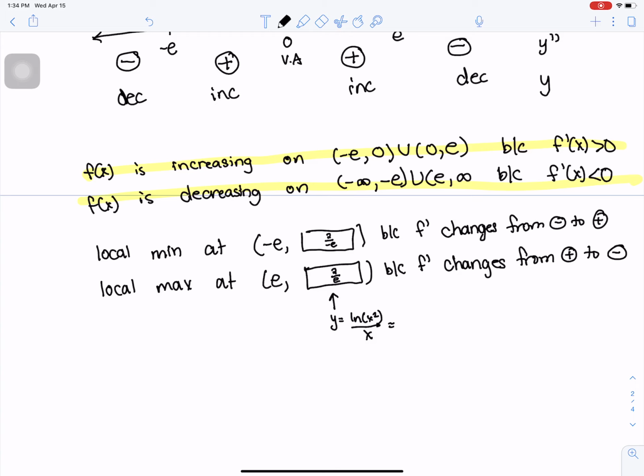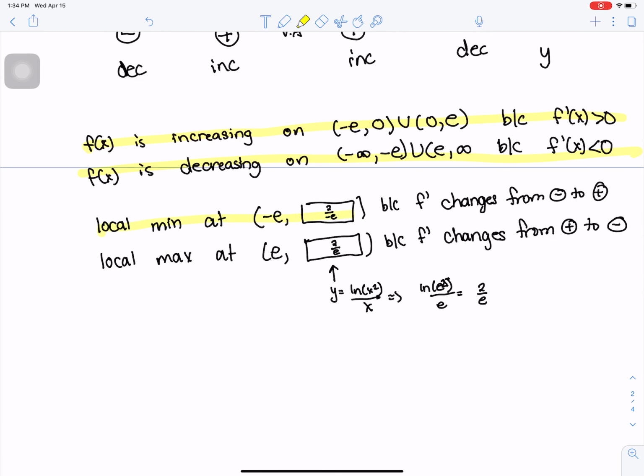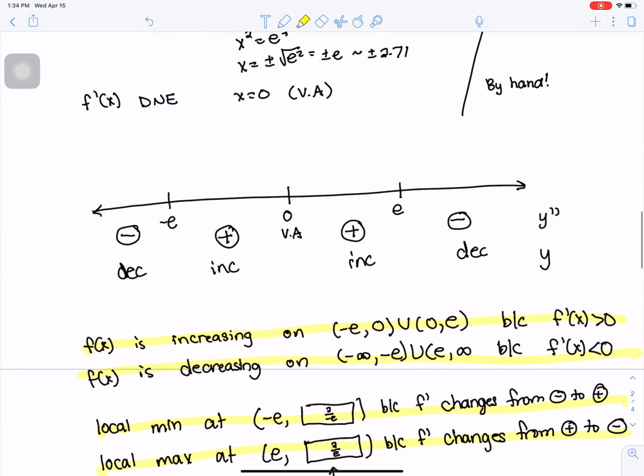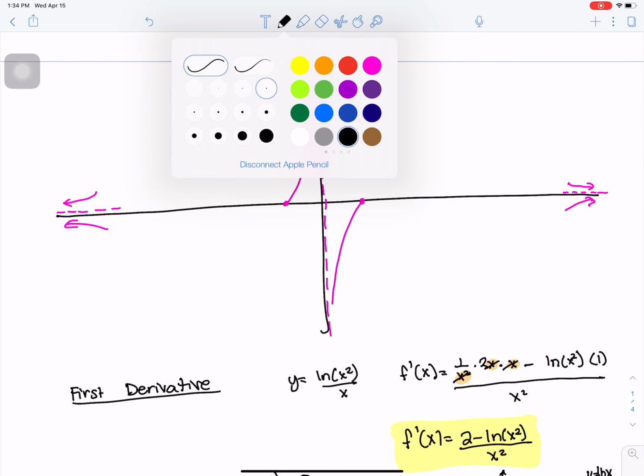So again, I can just show one example. Ln of e squared over e, and the ln and e cancel and you just get 2 over e. Those are also part of our solution. So let's go add that in. So at negative 2.71 we have a minimum, and at positive 2.71 we have a maximum. So let's put those into our graph.